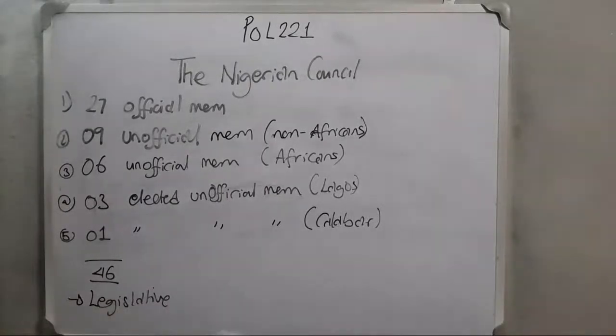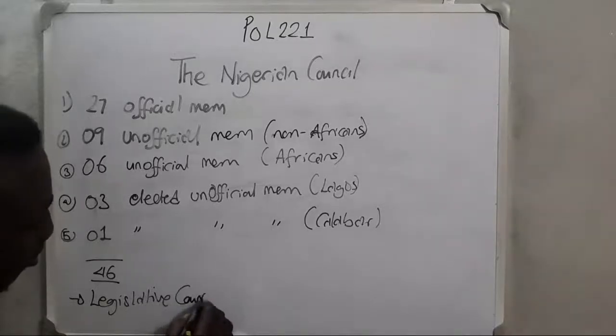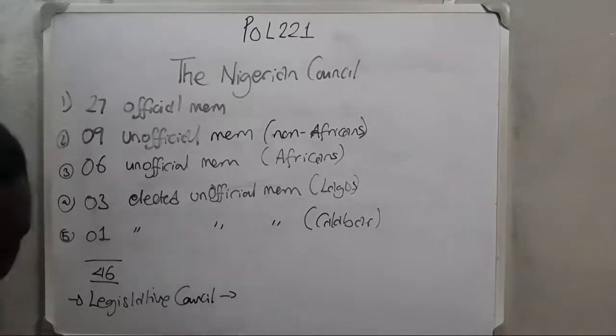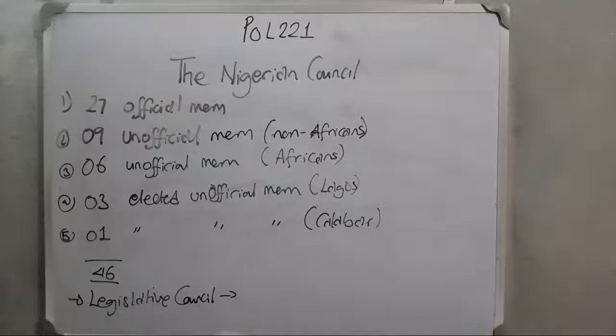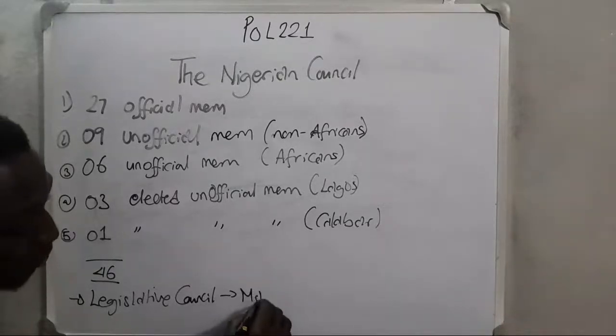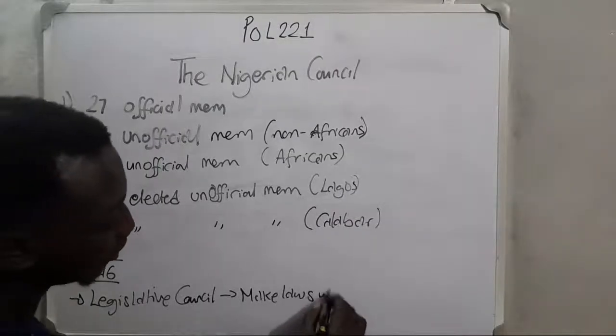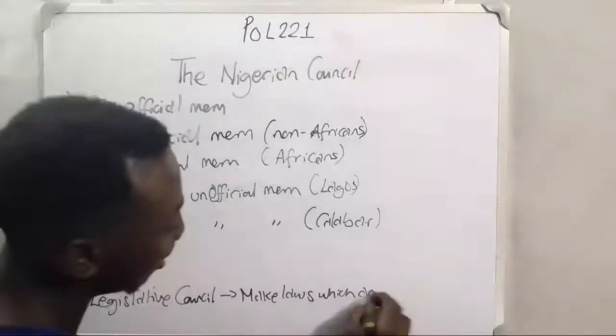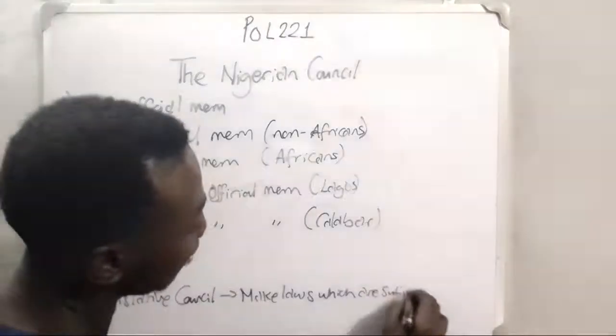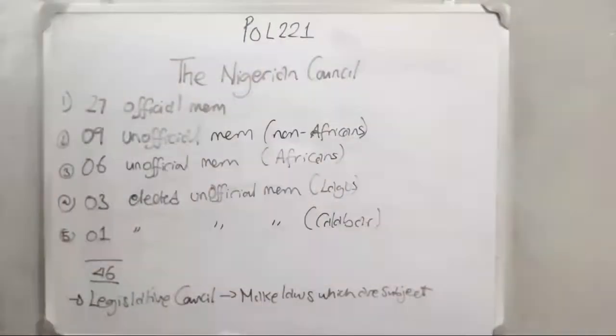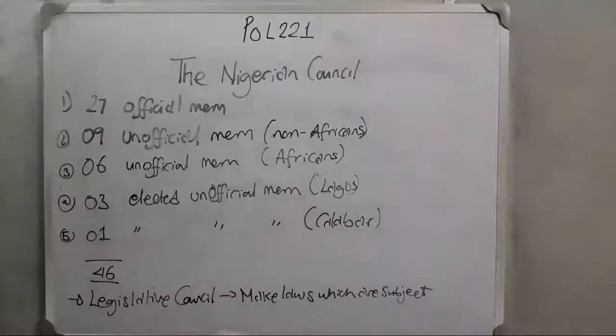All right, council, make laws, which are subject to the governor. That's not for, there's a governor general, governor, veto and reserve power.